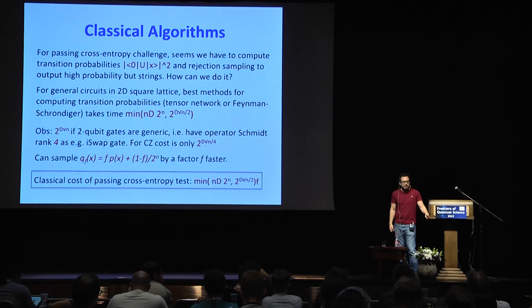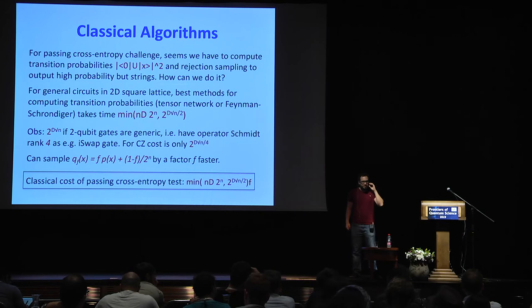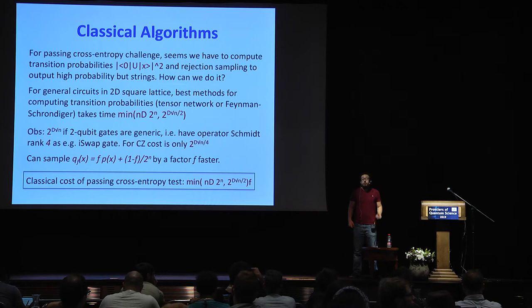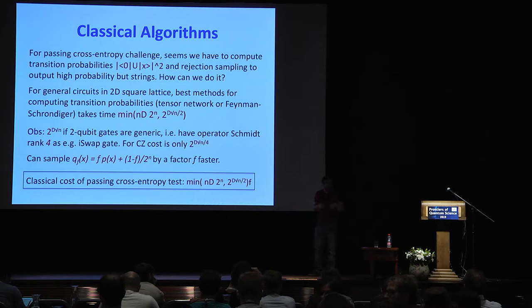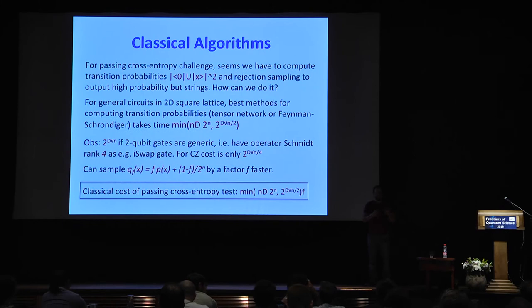What do you mean? The cost for calculating P of X? No, it's also for passing the test. As I said, the best way we know to output these bit strings which would pass the test is by doing this rejection sampling, where you have to compute this transition probability. So maybe it's 10 times this or 5 times this because there is a little bit of cost for doing the rejection sampling, but because it's protoatoms, it's very cheap. It varies between 5 and 10 times this number. That's the cost to actually pass the test.